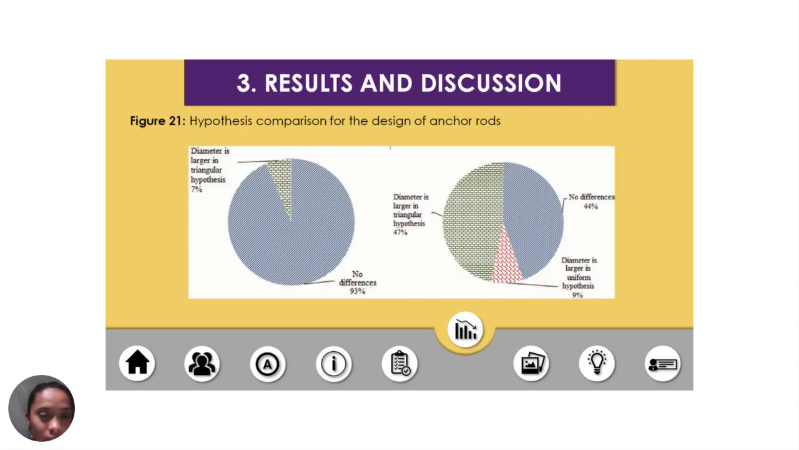So this is the last figure, figure 21, the hypothesis comparison for the design of anchor rods. So no difference is 93% on the left side, while on the right side it is 44%. And on the left side, none has a diameter larger in the uniform hypothesis. But there is a diameter larger in the triangular hypothesis, which is 7%. While on the other side, it is only 47%.